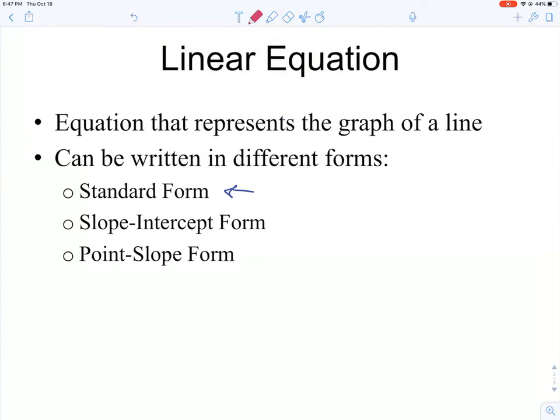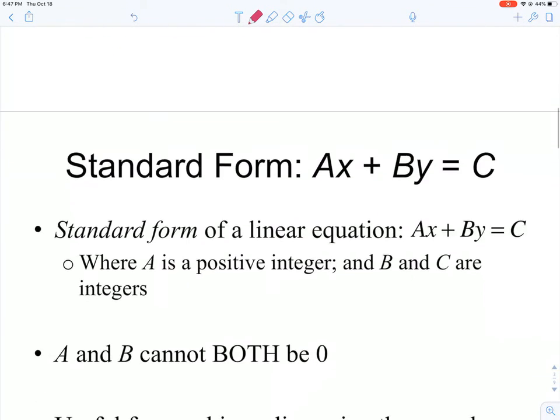And then in section 4.3, we'll look at slope-intercept form, and then in section 4.4, we'll study Miss Dorset's favorite form of the equation of a line, which is point-slope form, and you'll see why when we get there.